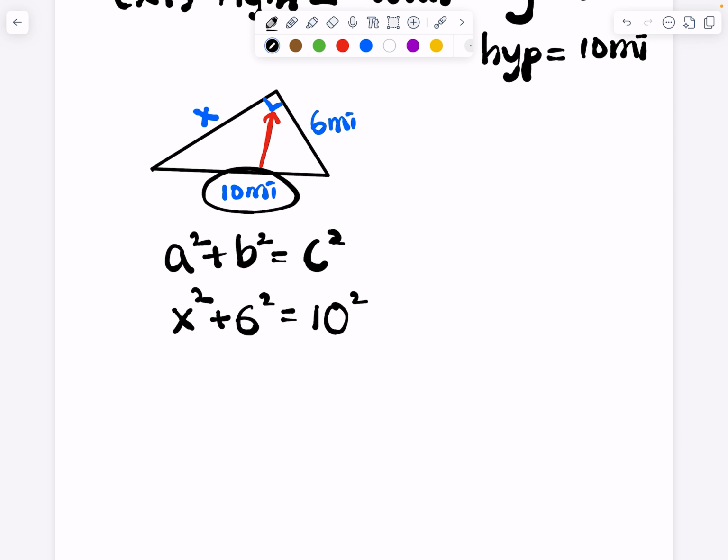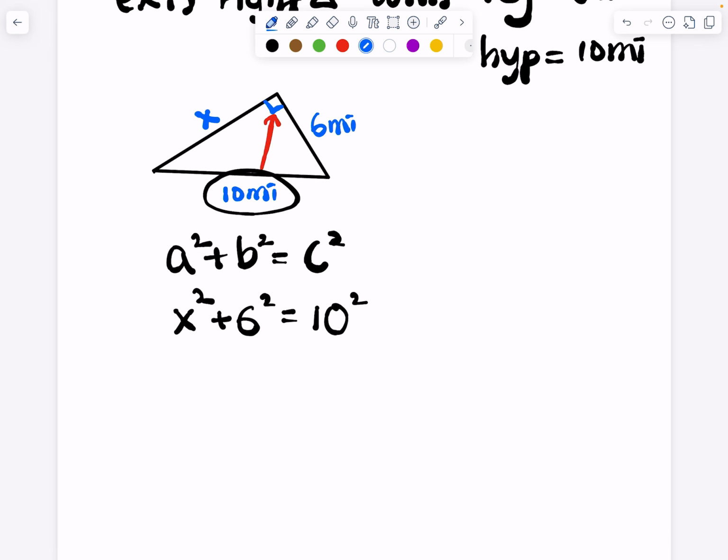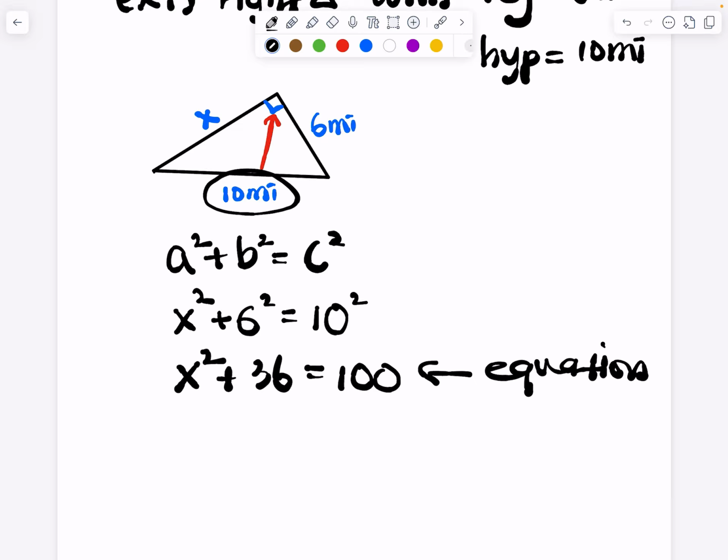All right, this is an equation. Let's simplify it. x squared plus 36 is equal to 10 squared, which is 100. Now remember, this is a quadratic equation. What is our goal when you solve an equation? Our goal is always to isolate the variable to find the value of x. It's the same when you solve a radical equation, a rational equation, a linear equation, a quadratic equation, or an exponential equation. The goal is always the same: to isolate x and find the value of x.